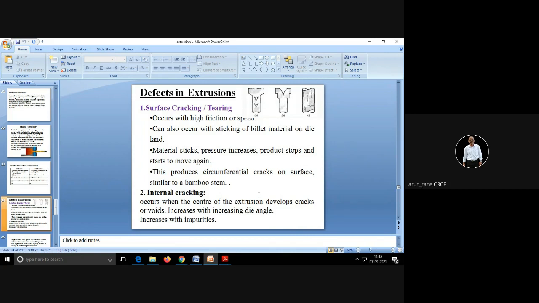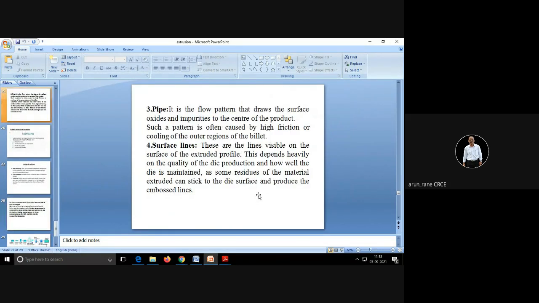Whenever the material sticks, its pressure will increase and the product will stop flowing, and again it will start moving. So that will lead to cracks. Start-stops. Cracks will occur whenever there is a differential temperature or differential pressure. The outermost surface is at higher temperature, the inner surface is at lower temperature, and there is a sufficient time lag for the heat to pass. So obviously this will lead to cracks.